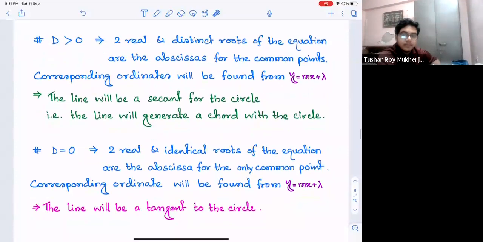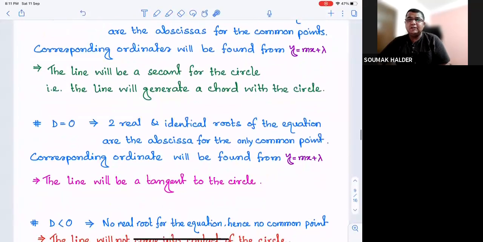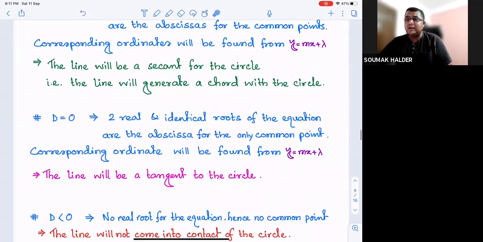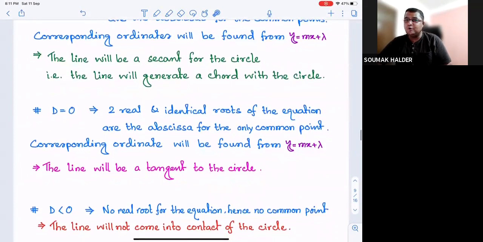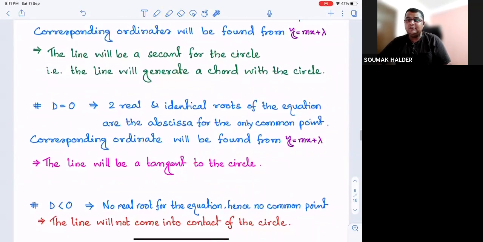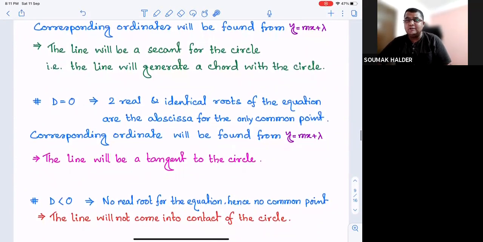Yes, sir. But if we get discriminant less than 0, then algebraically we are not getting any real root for the equation, and hence no common point geometrically. That leads us to the conclusion that the line will not come into contact with this circle.